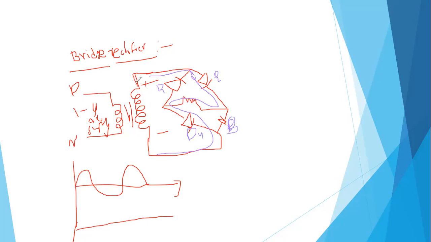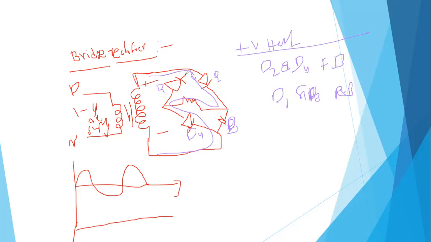So at the positive half cycle, diode D2 and diode D4 will conduct, and diodes D1 and D3 will be reverse biased. This is forward bias and this is reverse bias, right? So during the positive half cycle, the direction I mentioned is like this. The current passes through this way, and this is an open circuit, and this one is also an open circuit, and it comes back to the initial point.